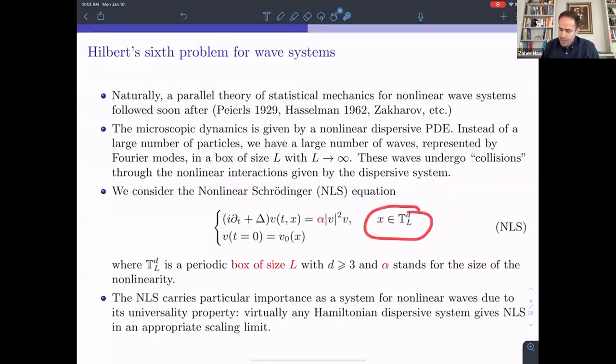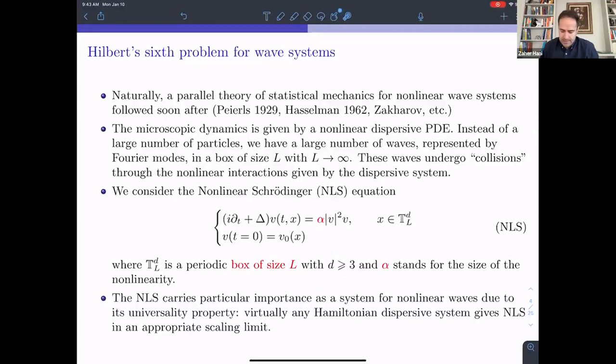We will pose this equation, as we mentioned, on a box of size L, and we'll take periodic boundary conditions. We denote this by T^d_L. So this is a periodic box of size L in dimensions greater than or equal to 3. A lot of the results also hold for dimension greater than or equal to 2, but they need some qualification, so I just removed that from this talk.